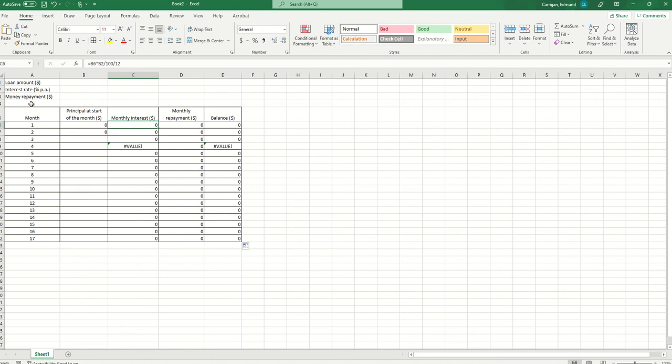So if I come back here, the interest rate is always going to stay the same. I need to lock that also. So I'm going to put a dollar sign between the B and the 2. I'm going to drag that down as well. Okay, so now I have my spreadsheet.